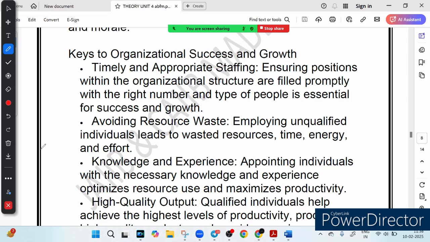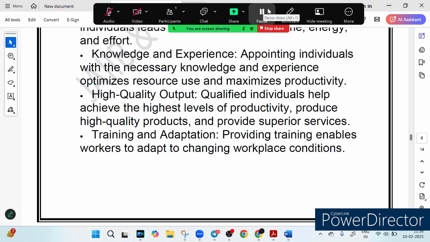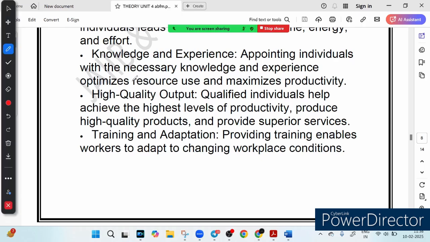The next thing is knowledge and experience. You can see it written here, knowledge and experience. So what does it mean, knowledge and experience? You know that when a company hires people with the right skill and experience, they get better results. Think of it like hiring a skilled chef who knows exactly how to whip up a delicious meal.